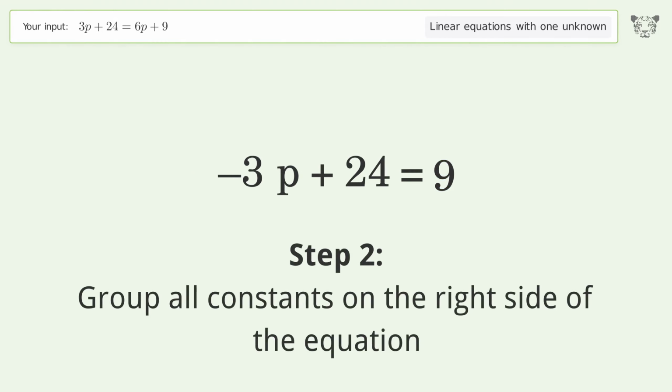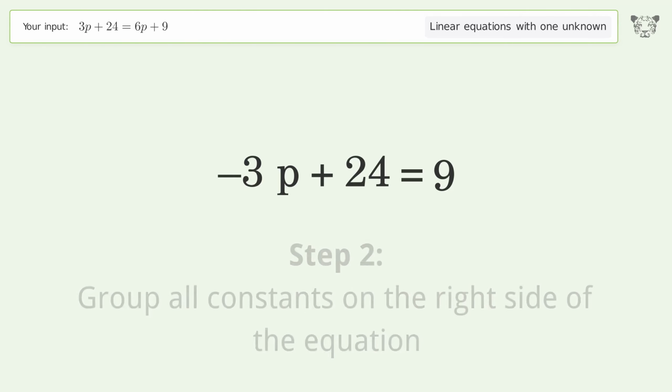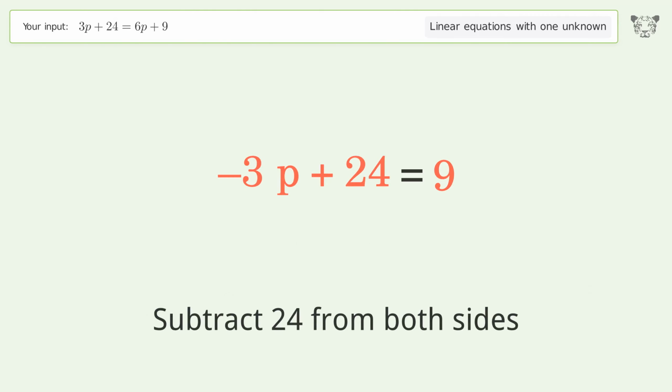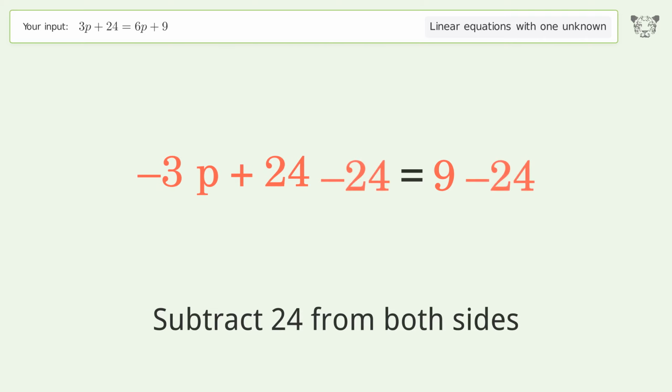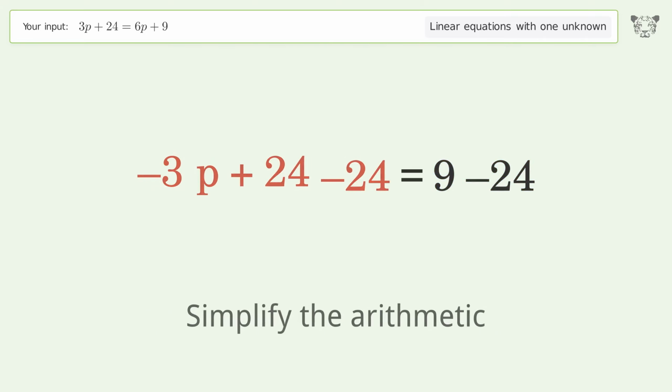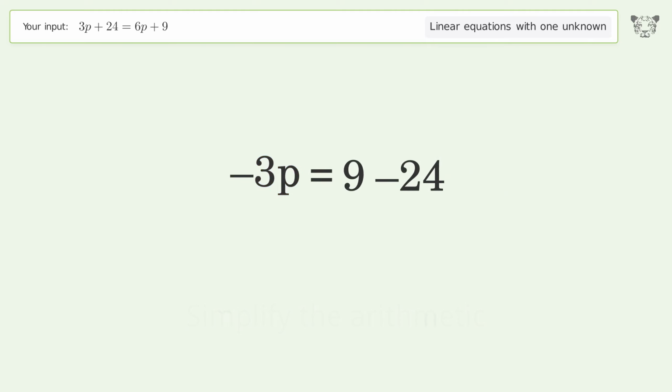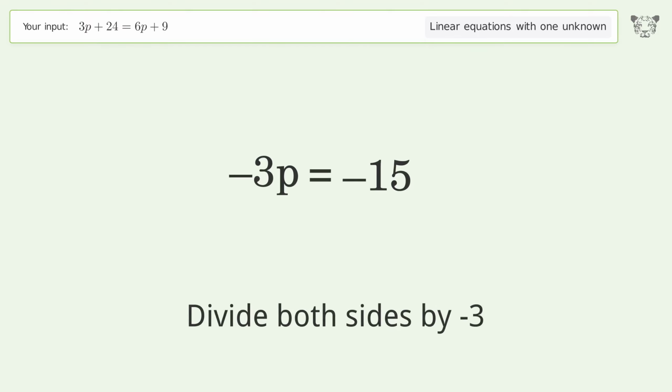Group all constants on the right side of the equation. Subtract 24 from both sides. Simplify the arithmetic. Isolate the p. Divide both sides by -3.